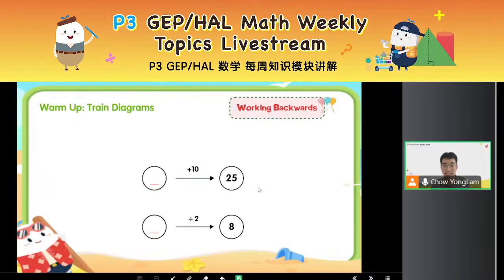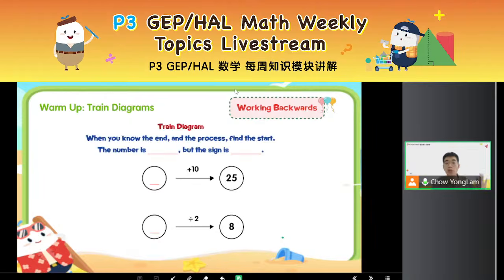So what exactly is a train diagram and how is it useful for working backwards problems? Working backwards is a problem where you know the ending quantity and you know the process, the step by step, the entire story, but you don't know the starting number. You need to find the starting number. So in that case, we will draw a train diagram. I have the process over here, I have the ending over here. Then how do I find the starting number?